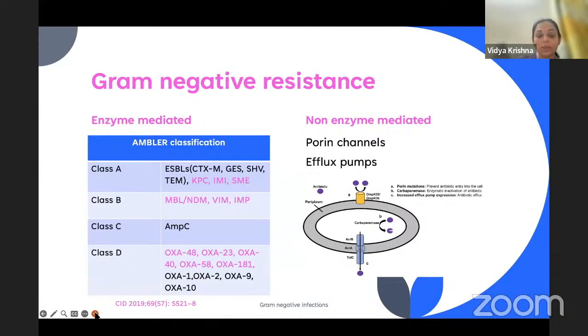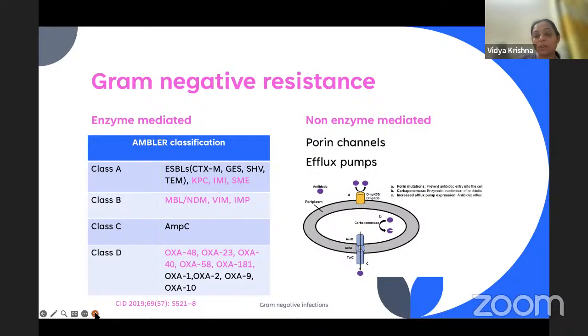So class A is your ESBLs. ESBLs are your extended spectrum beta-lactamases. It also includes some carbapenemases. The ones which are labeled in pink are all the carbapenemases. So KPC and other carbapenemases are still there. Class B is your deadly bugs, your metallo-beta-lactamases, your NDM and all that. Class C is your AmpC, easy to remember. And class D is your OXA. Any type of OXA enzyme is a class D mechanism. So these are one group of resistance mechanisms.